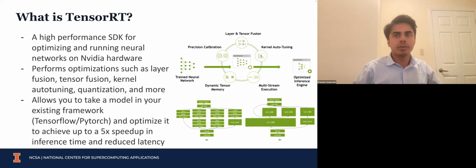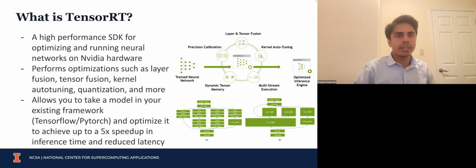Kernel auto-tuning refers to the fact that GPUs can use multiple different kernels or programs in order to implement common neural network operations such as convolution. Different kernels can be optimized for different sizes of layers and also for different hardware architectures. TensorRT takes care of all of this for you by running a bunch of different kernels and identifying the kernels that will be the fastest for each given layer of the model.